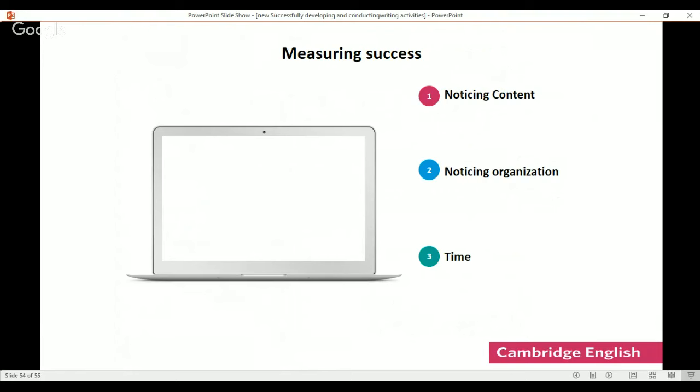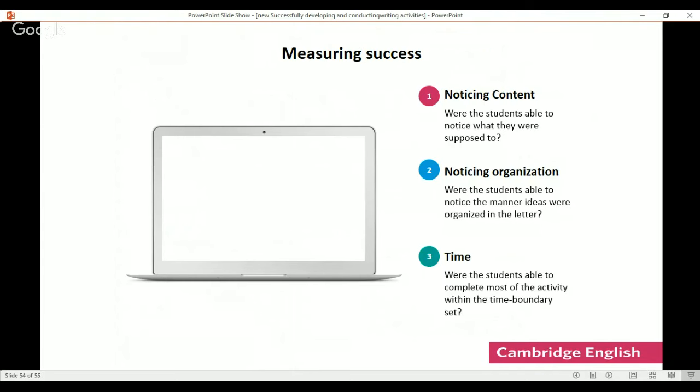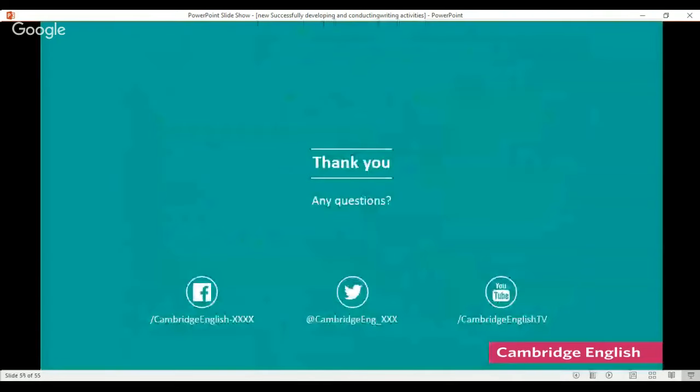If you're able to achieve the first 2 within the time mentioned, you can say that your activity was a success. That is, were students able to notice what they were supposed to do? And were students able to notice the manner in which ideas were organized in the letter? Were students able to complete most of the activity within the time boundary that had been set? If the answer to all these questions is yes, you can say successfully that you have completed your writing activity.